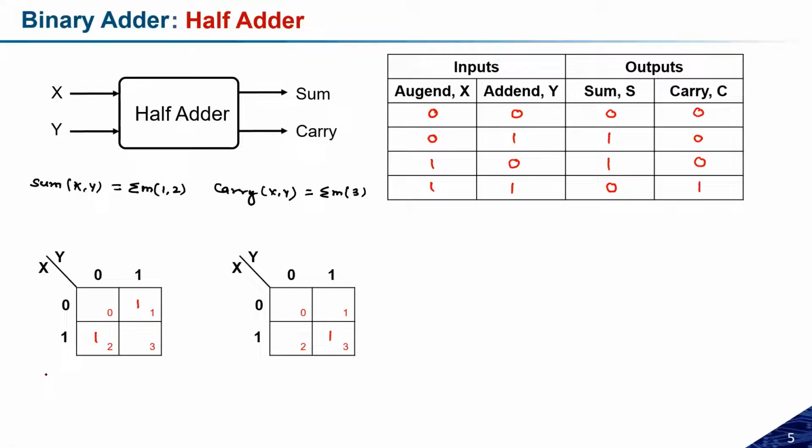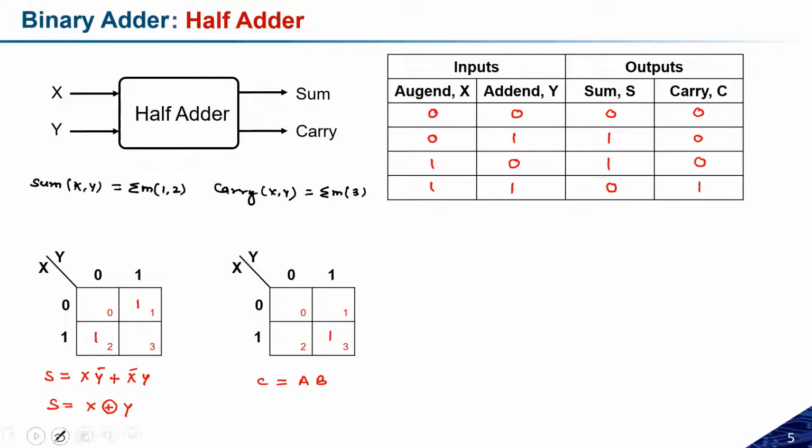Okay, so the sum is equal to, if you see this one, this is giving x y bar plus this one is giving x bar y. And we know that x y bar plus x bar y is nothing but x XOR y. So this is what the sum term is. Similarly, for carry, I cannot make a pair with anyone, so the carry can directly be written as x into y.